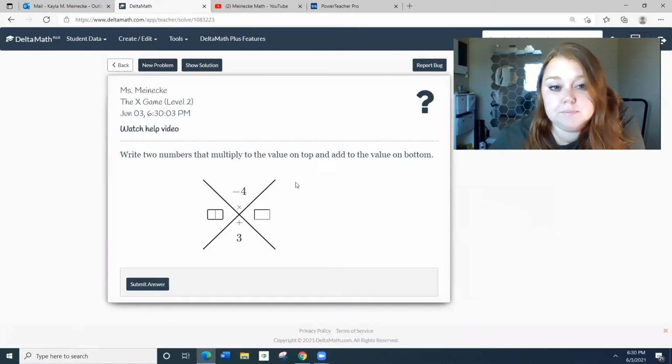All right, let's do another one. Ooh, you had a negative value. So we want two numbers that multiply to be negative 4. And when we add them up, it's positive 3.